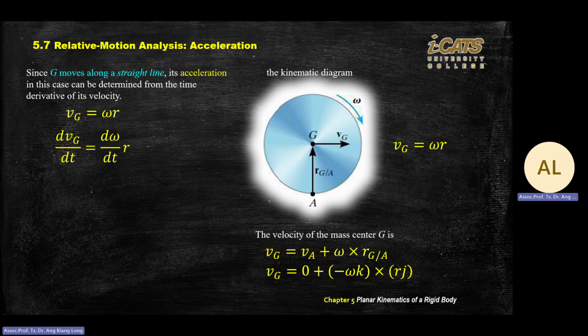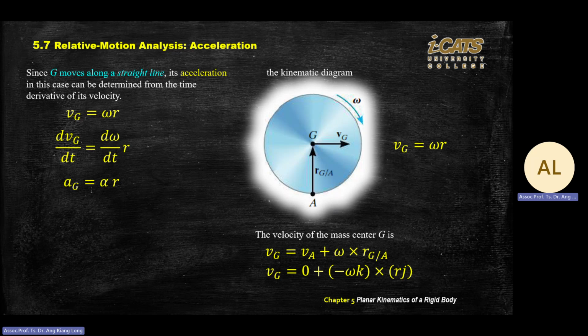When we time differentiate the VG, on the left-hand side, dV/dt, you get A. Omega R, d omega/dt, you get alpha. Omega is angular velocity. You time differentiate, you get angular acceleration. Okay, still the same. A equal to alpha R. A equal to alpha R is in what direction?